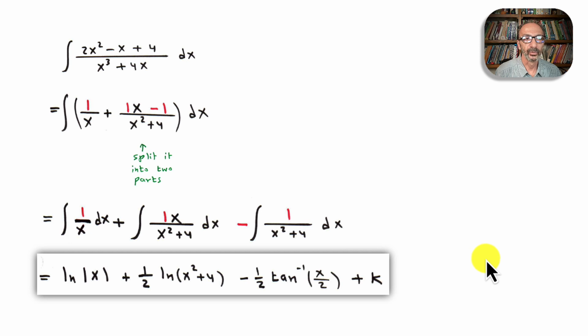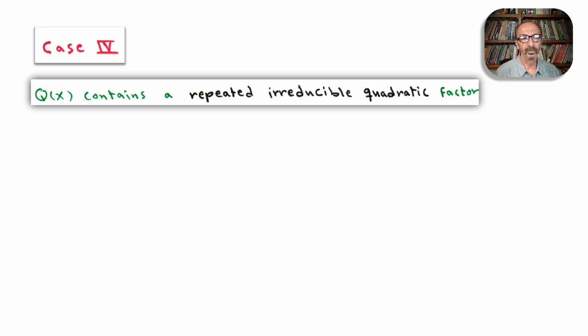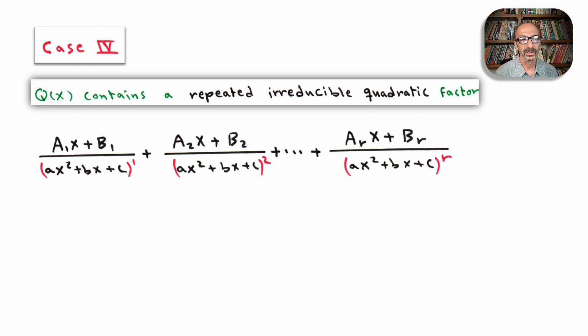Case number 4. In case number 4, if q of x contains a repeated irreducible quadratic factor. The previous one was not repeated. This one is repeated. So we have the following format. Imagine if ax squared plus bx plus c repeats 2 times or more.